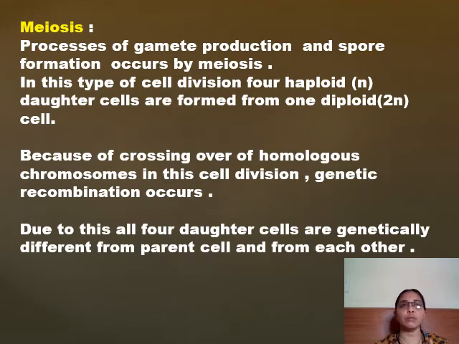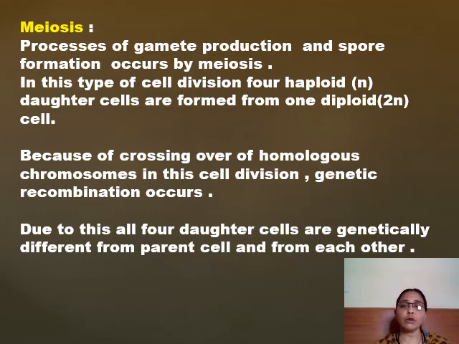Spores are formed in some of the plants, and spores are formed in fungus also. Spores are formed in some plants, and this takes place with the help of meiosis division, not mitosis. In meiosis, what happens? From the diploid, four haploid gametes are formed. We call them gametes. Di means two, haploid means one.